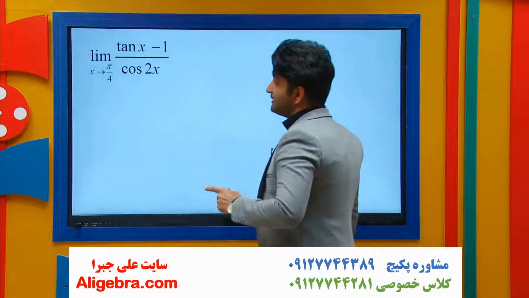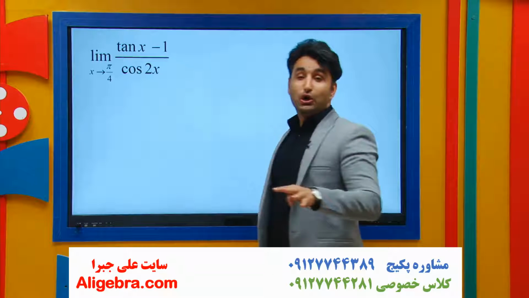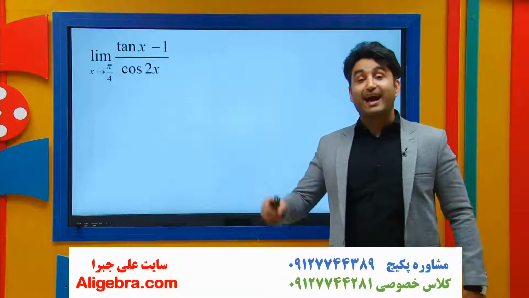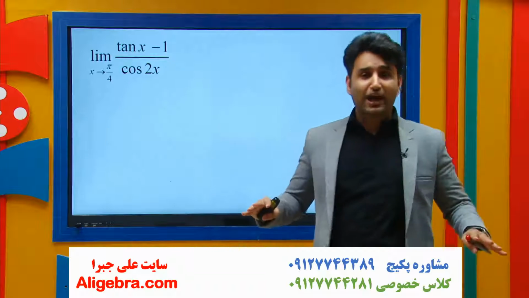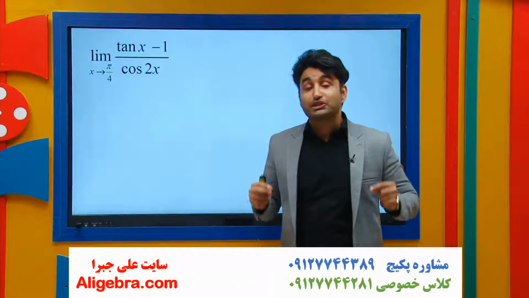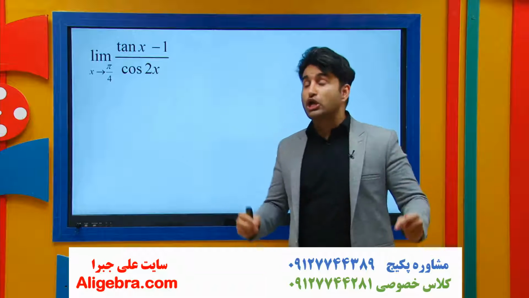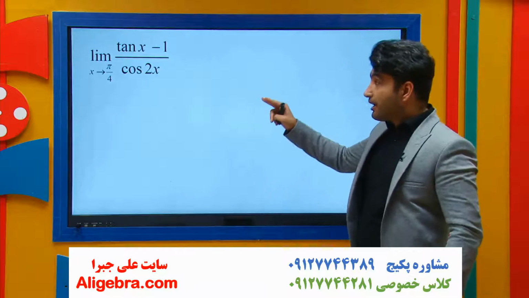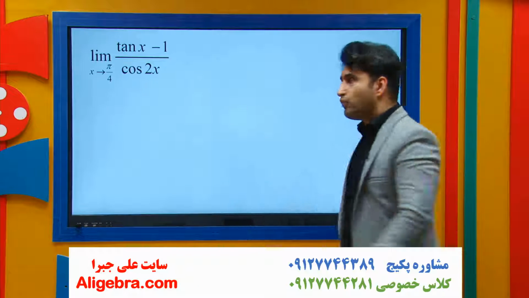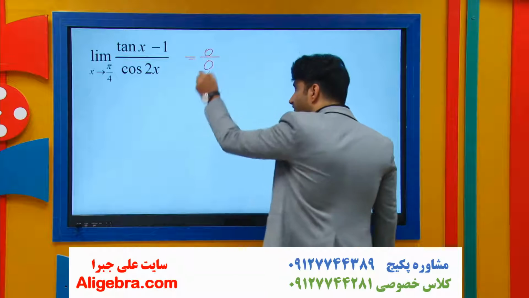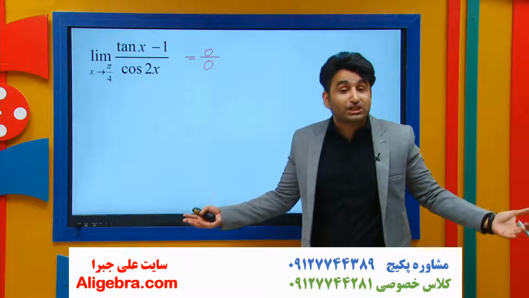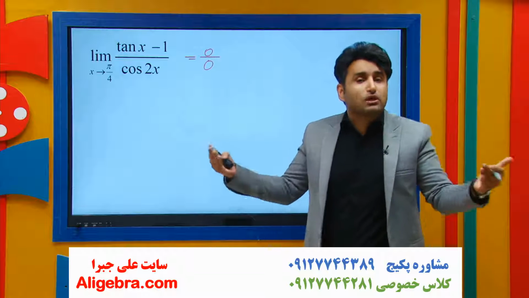Evaluate the limit of tangent x minus 1 on top, cosine 2x on the bottom, when x approaches pi over 4. Step 1 to solve any kind of limit is using direct substitution. So, replace x on top and on the bottom with pi over 4, which gives me 0 over 0. 0 over 0 gives us the permission to apply L'Hopital's rule.